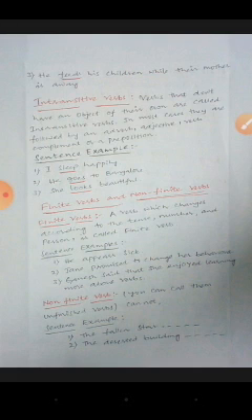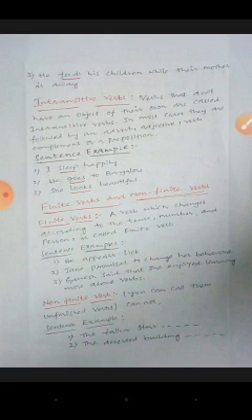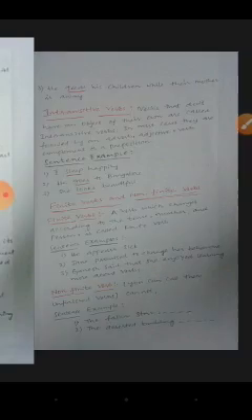Non-finite verbs, you can call them unfinished verbs. Sentence example, the fallen star. It is an example of a non-finite verb. Second example, the deserted building. This is a non-finite verb. Non-finite verbs, you can call them unfinished verbs.